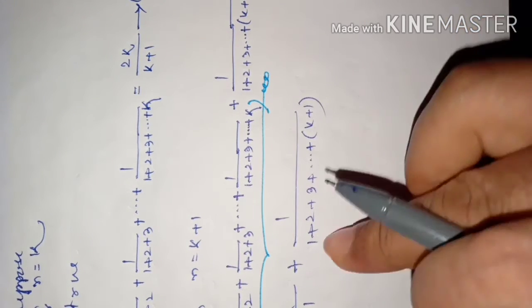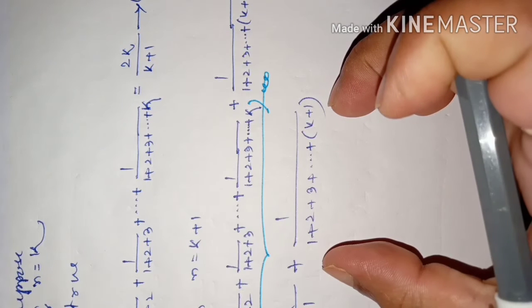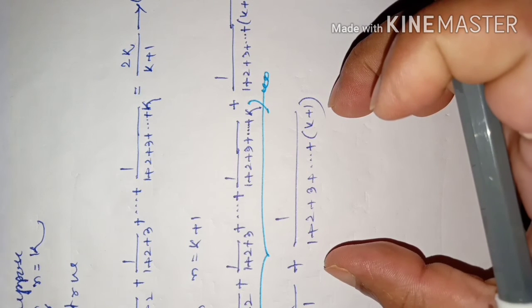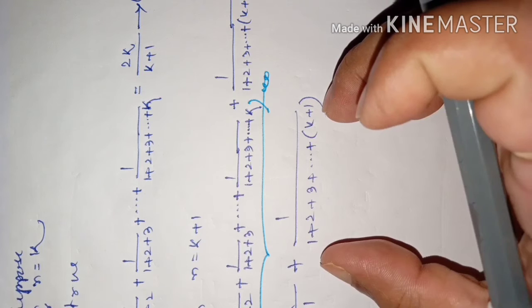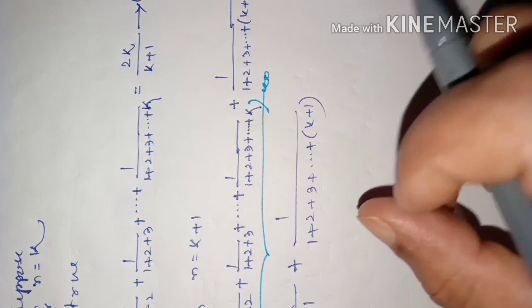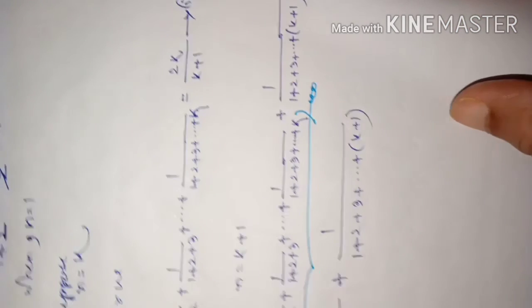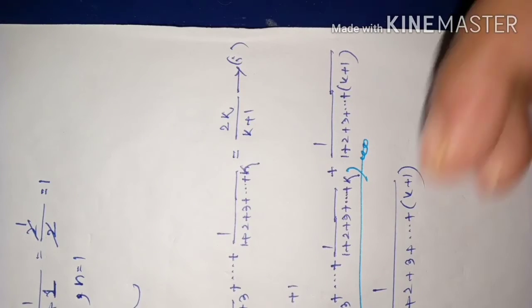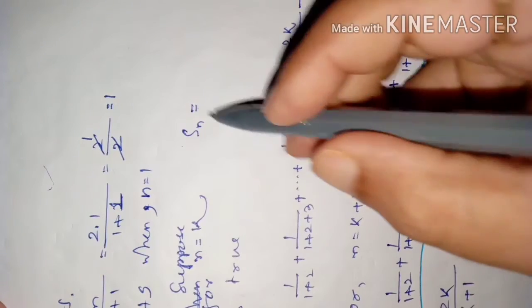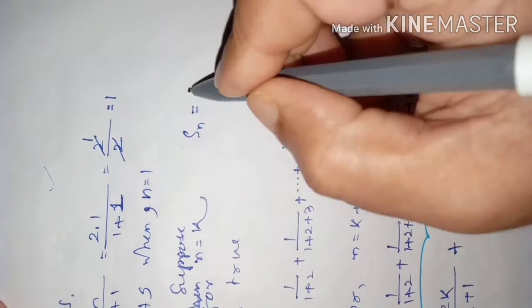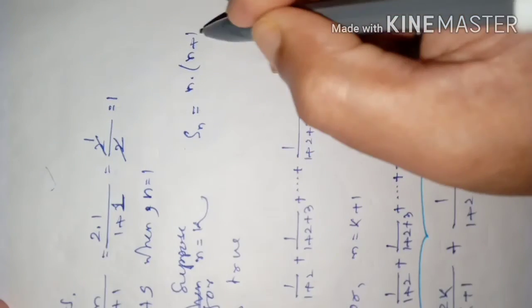See dear students, this is the sum of natural numbers. K is a natural number, so for the sum of these k plus 1 natural numbers, what is the sum? You will recall in class 10 you got one formula for finding the sum of n terms, Sn, the sum of the first n natural numbers. The formula was n times n plus 1 divided by 2.